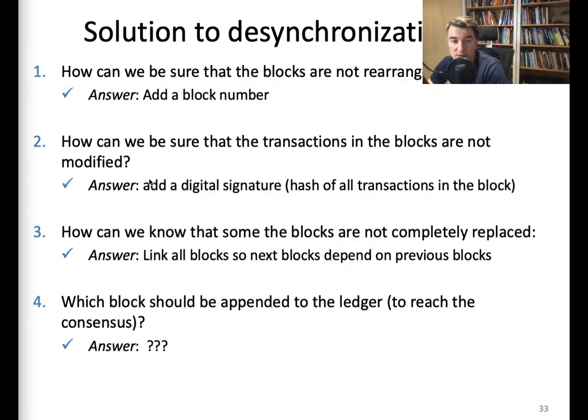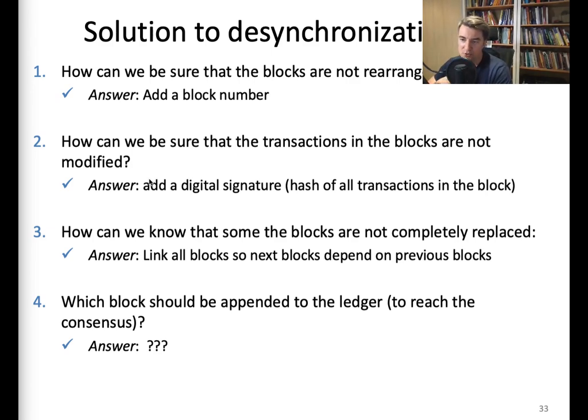And here is another clever solution: add a digital signature or a hash of all transactions. So in that case, if some transactions are changed, then the hash computed on these new transactions will not match the hash that was computed before, and it will be easy to detect that something has indeed been changed. The third question is, how can we know that some of the blocks are not completely replaced, including the hash? Because if we check the hash of the transactions, then they will match if the whole block is replaced. Here is another interesting solution.